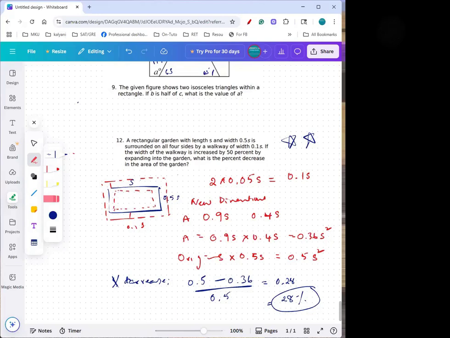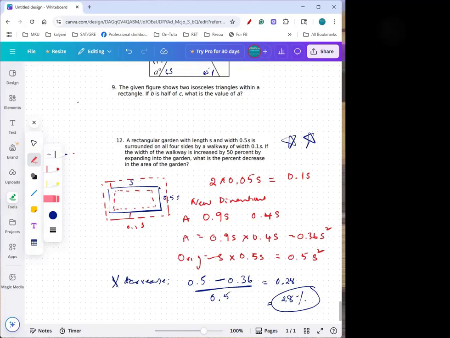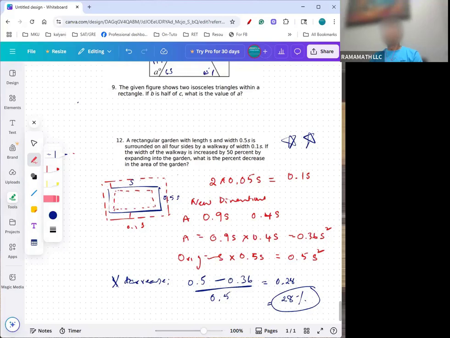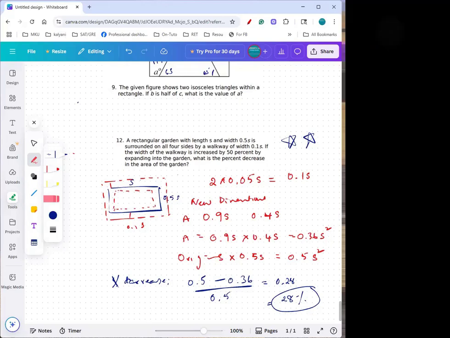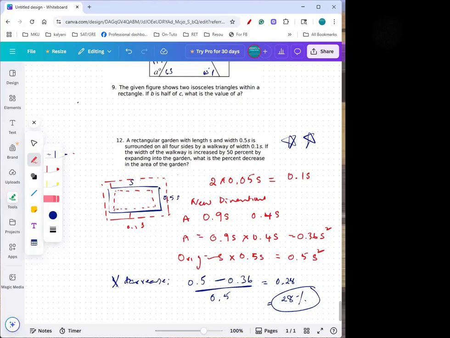I did 0.14 divided by 0.5 times 100, and that still gave me 28%. Is that fine? Yeah. Tell me one more time how you do it. I did 0.14 divided by 0.5 and then times 100. How did you get 0.14? So 0.5 minus 0.36. And then you get 0.14. So you do 0.14 divided by 0.5.